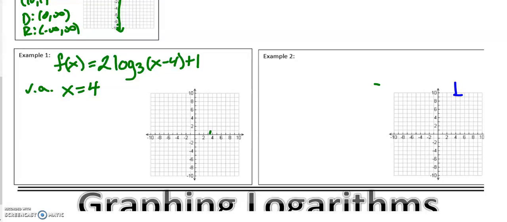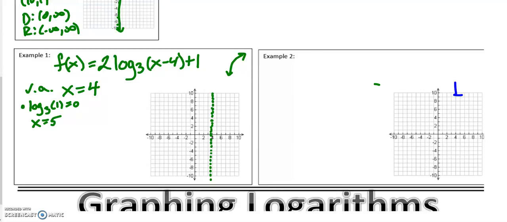So go ahead and put your vertical asymptote over here at positive 4. So there's my vertical asymptote. I know from the a value that my shape should be increasing like that. So now I need to find these 2 points. First point I want to find uses the fact that log base b, in this case 3, of 1 equals 0. So I ask myself, what value of x would get me a 1 inside? I look at it and that value would be 5.